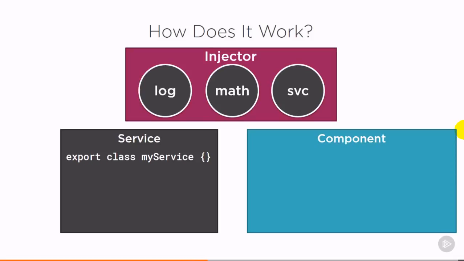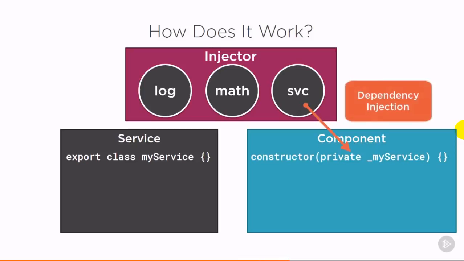In this example, the Angular injector is managing instances of 3 different services: log, math, and myService, which is abbreviated SVC. If our component needs a service, the component class defines the service as a dependency. The Angular injector then provides or injects the service class instance when the component class is instantiated. This process is called dependency injection.